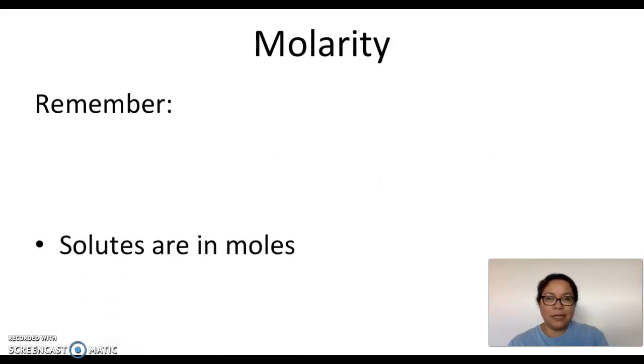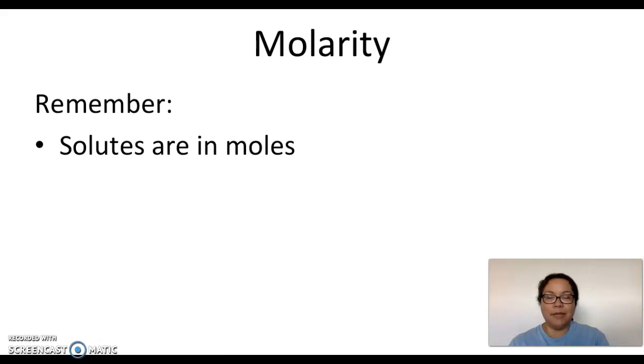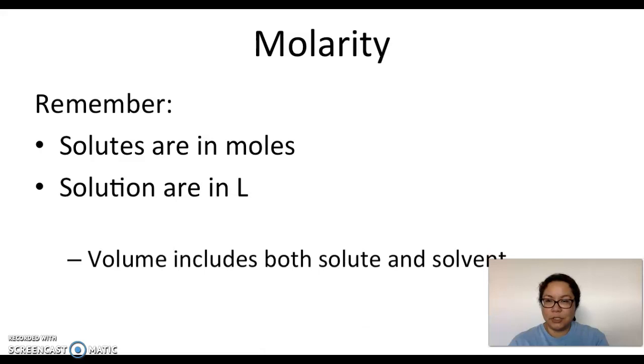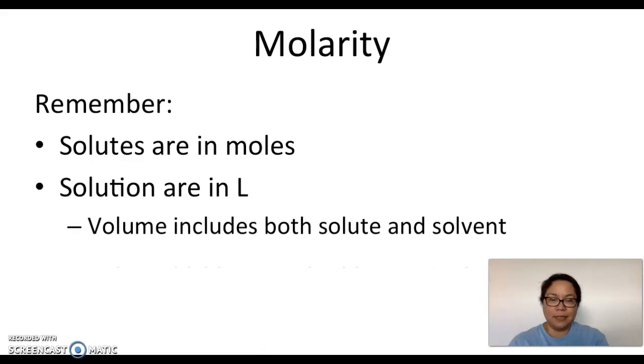So with molarity, you're going to have to remember that we have to use moles. The solutes are the ones that are counted in moles. And the entire solution, which includes both solute and solvent, the entire solution will be measured in volume by the unit capital L for liter.